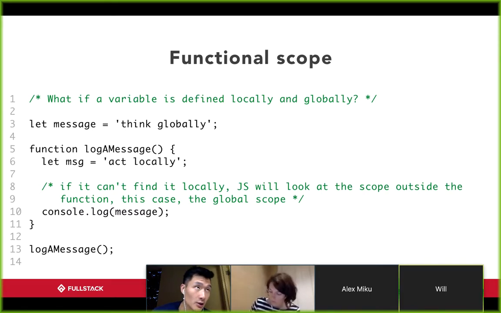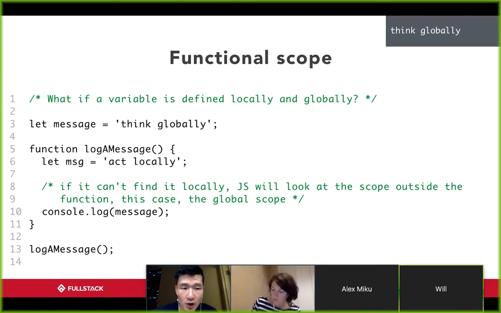And then it'll say, okay, well, let me look at my parent scope, which in this case happens to be the global scope. And is there a variable called message? Yeah, there is on line 3. And that message variable is storing the value of thing globally. And therefore, when I console log out message on line 10, I actually get back the message variable from line 3. Make sense?